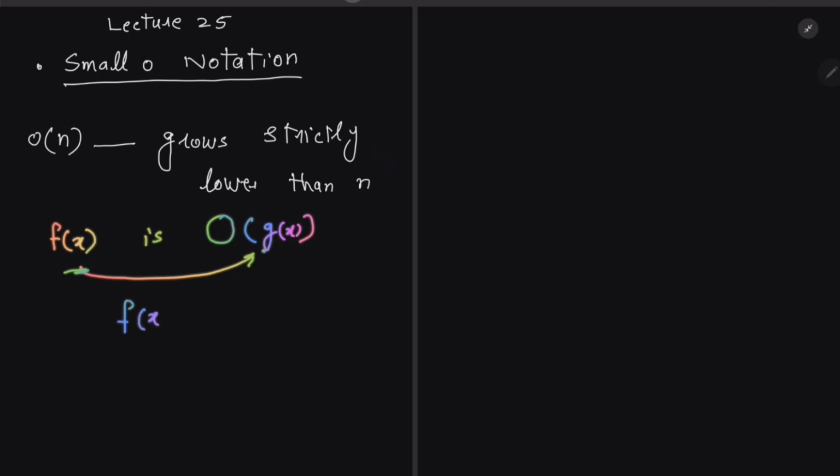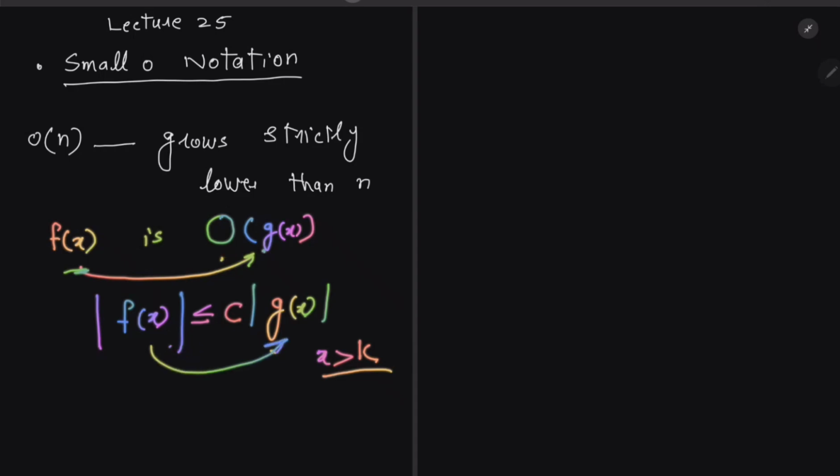So it means that f of x is less than or equal to some constant times g of x, and since we are interested only in positive values, we put the modulus here, for some x greater than k. This was the definition of big O. It says that it can stay the same sometimes, but after x is greater than k, g of x is bigger than f of x.